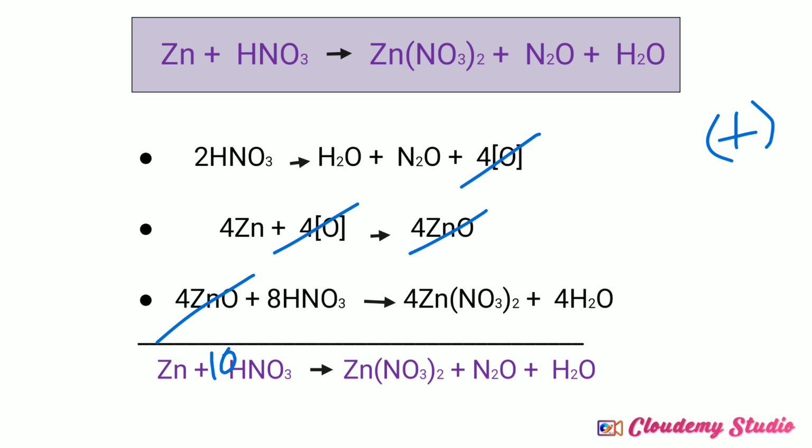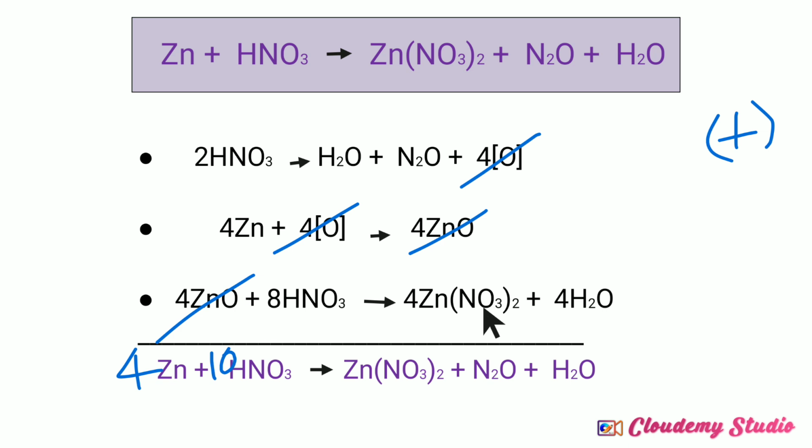Next, on the left hand side, what are the things left out that we need to add? Here, what is left out? 4 moles of zinc, that we need to write. Any other reactants left out on the left hand side? This 2 nitric acid and 8 nitric acid we have included here. Then only 4 zinc is left out, that was written here.